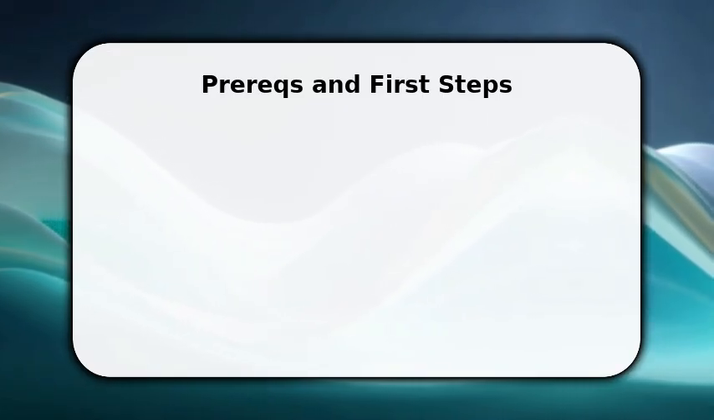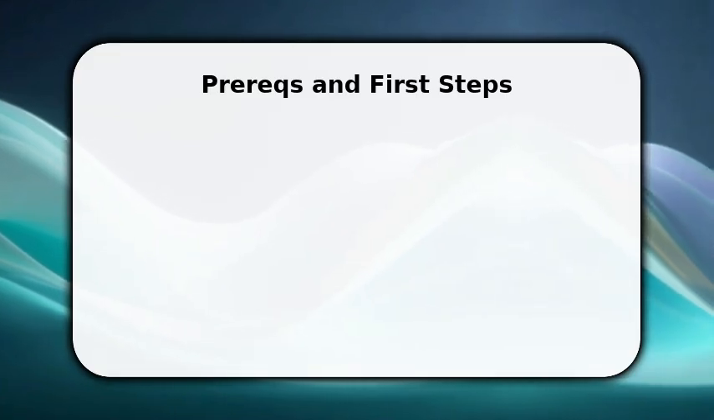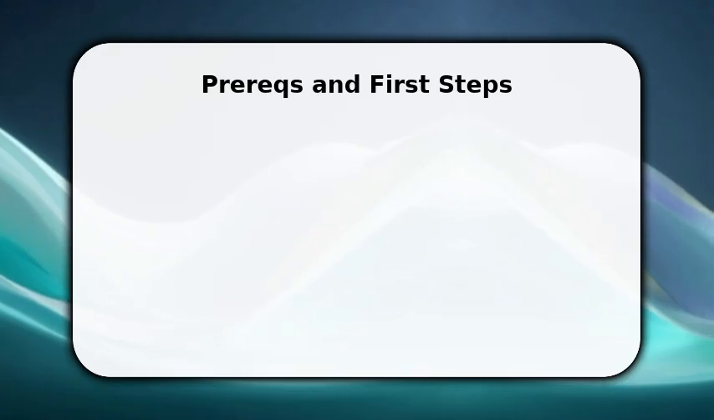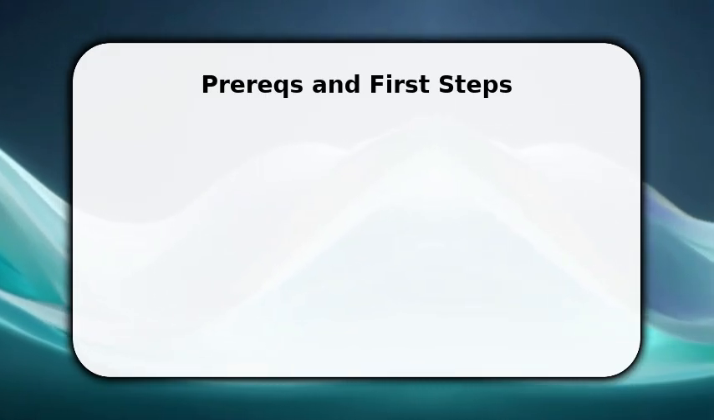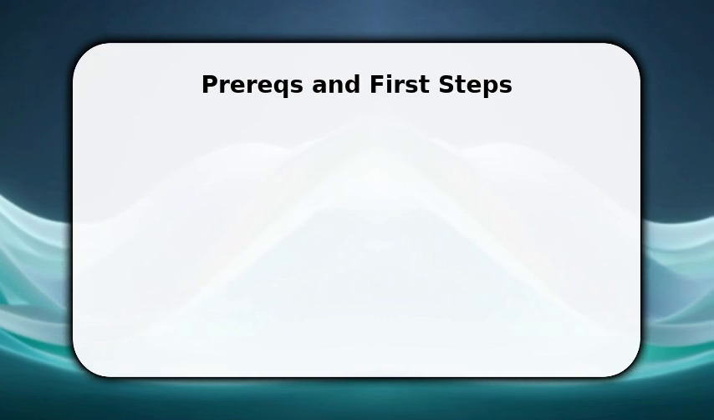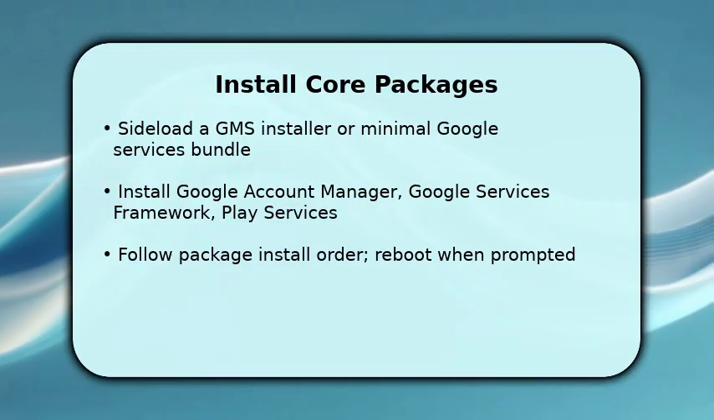Once done, make a secure backup of your photos and settings and ensure the battery is above 50% to avoid interruptions. You do this to reduce risk and to have a recovery point in case an install fails, which makes later troubleshooting far simpler. You now install the core Google packages in a specific order so services register correctly.